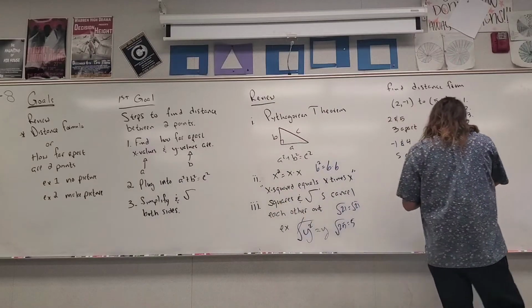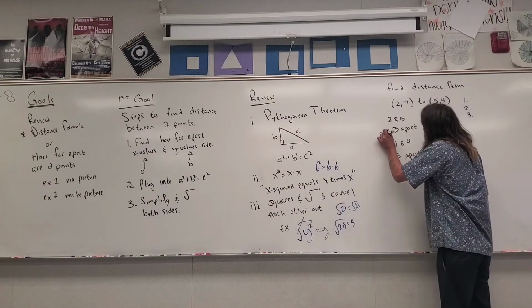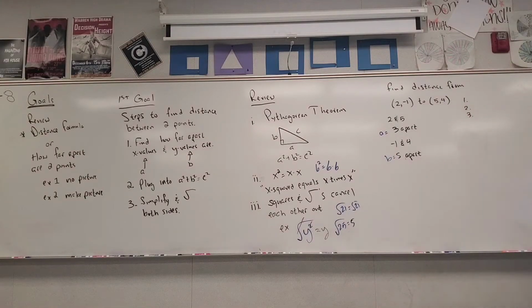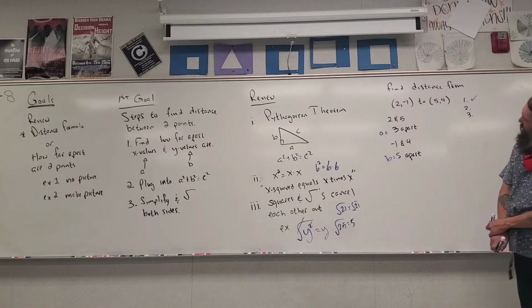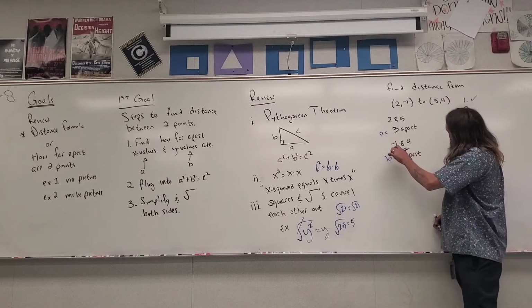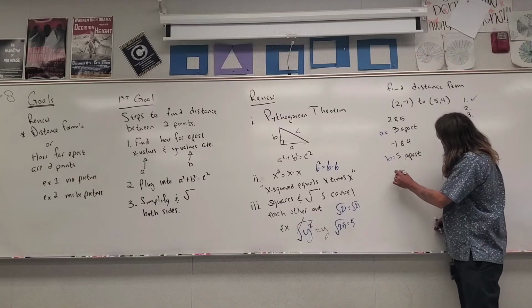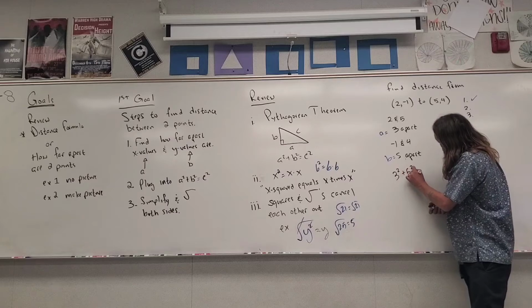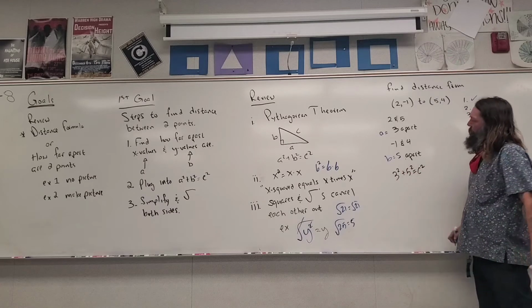However far apart my y values are, that's my b. So my a is 3, and my b is 5. Step 1 is done. Step 2, plug into a squared plus b squared equals c squared. So it's a squared plus b squared equals c squared. So it's 3 squared plus 5 squared equals c squared. Step 2 done.